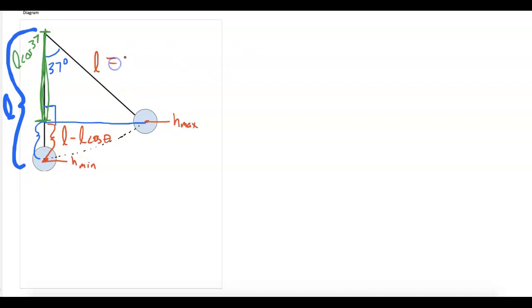Let's just say that the length here is 1.3 meters. So let's actually solve for this height. This is also equal to h max minus h min, or it's just the delta y.